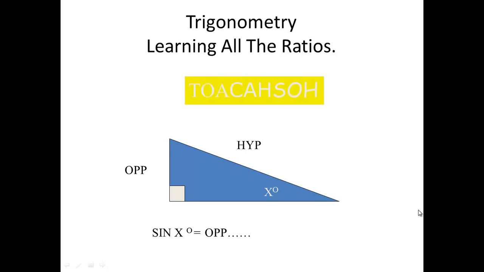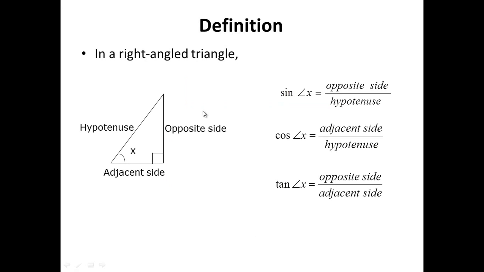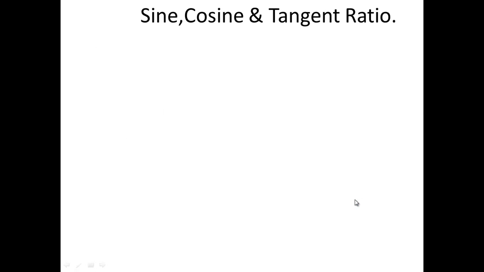We are going to learn about the ratio of tangent, cosine and sine. By definition, in a right angle triangle, the sine of an angle is equal to the ratio of the opposite side over the hypotenuse. By definition, in a right angle triangle, the cosine of an angle is equal to the adjacent side over the hypotenuse. And by definition, the tangent of an angle is equal to the ratio of the opposite side over the adjacent side.